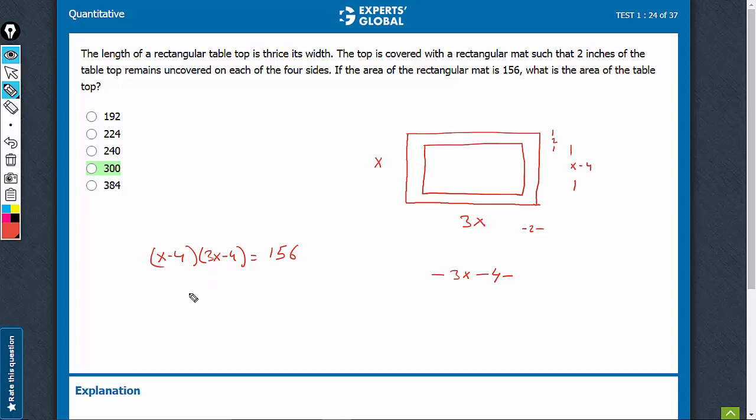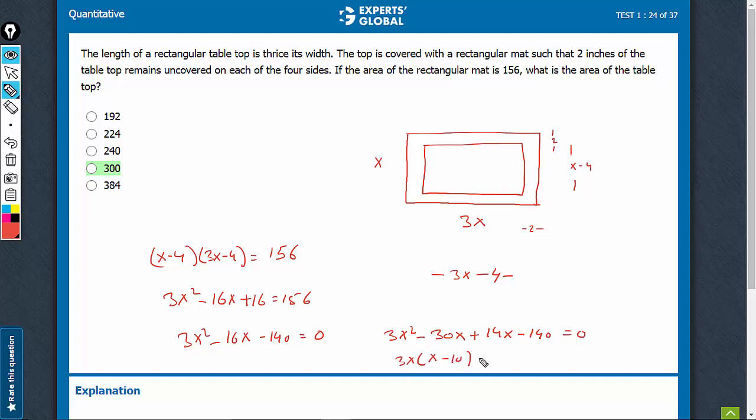We'll have to solve this quadratic equation. 3x square minus 16x plus 16 is equal to 156. 3x square minus 16x minus 140 is equal to 0. So 3x square minus 30x plus 14x minus 140 is equal to 0. So 3x into x minus 10 plus 14 into x minus 10 is equal to 0. So 3x plus 14 and x minus 10.